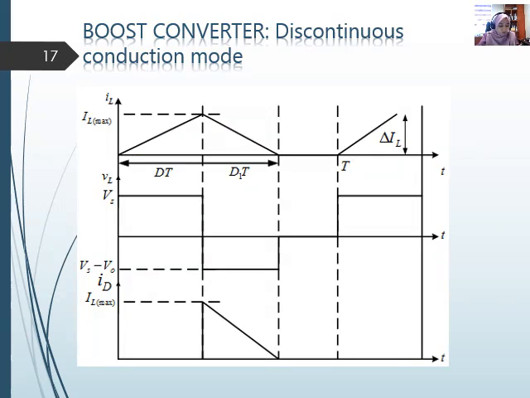Okay, this is the waveform of the boost converter in DCM. So this is the inductor current. You can see here it starts at zero, so your IL min will be equal to zero here. So your delta IL, we know, is IL max minus IL min, right? Since IL min is equal to zero, your delta IL will be equal to the maximum inductor current. You notice that the shape will be a triangle, right? And then the voltage across the inductor will be a square.